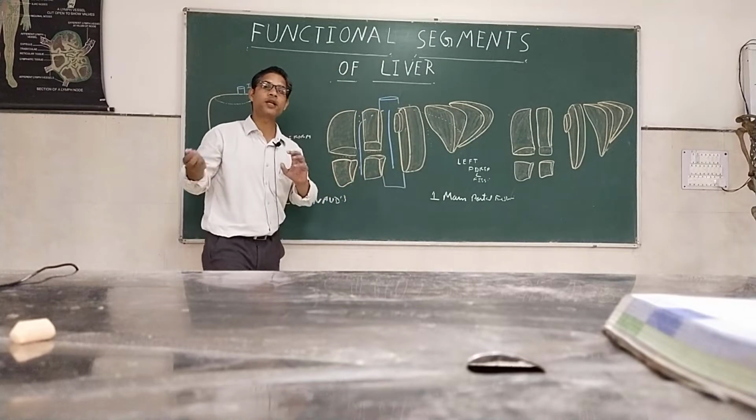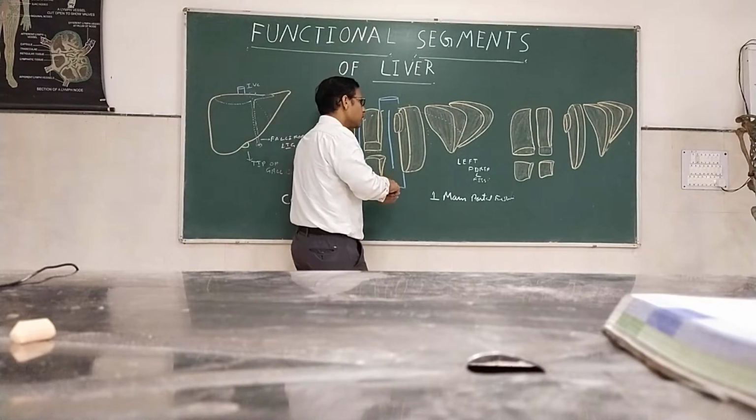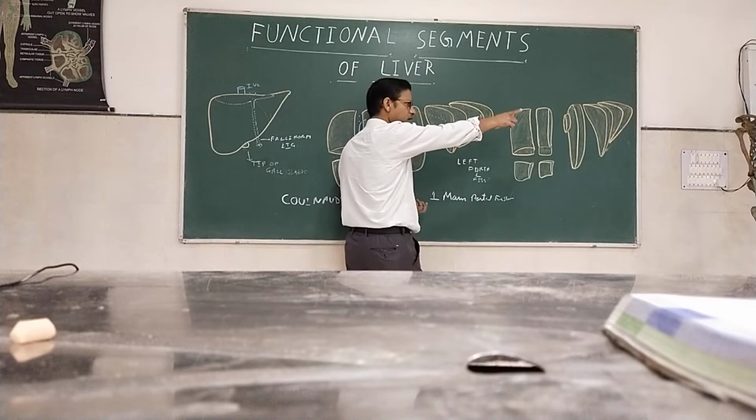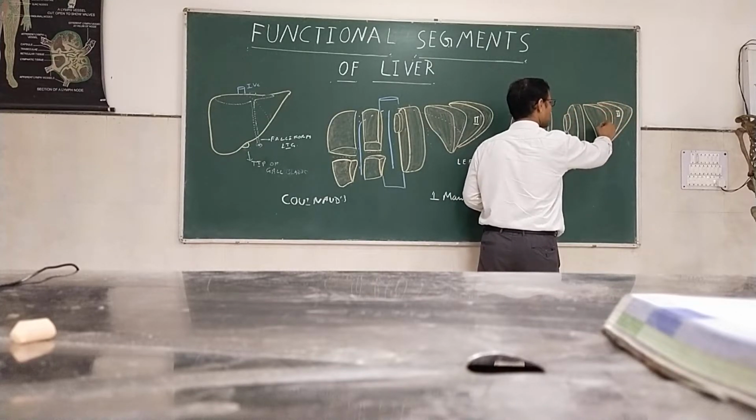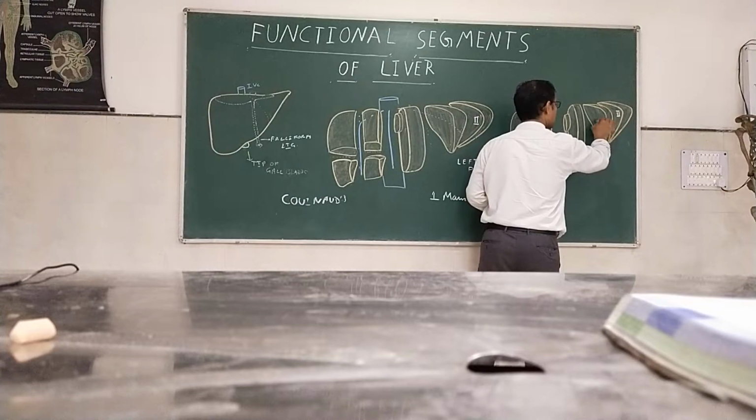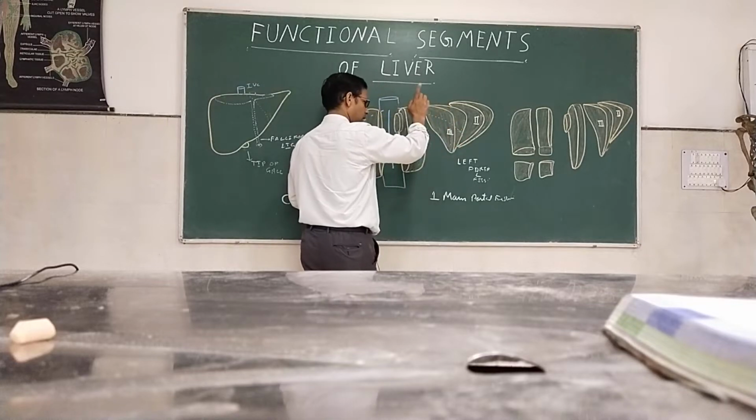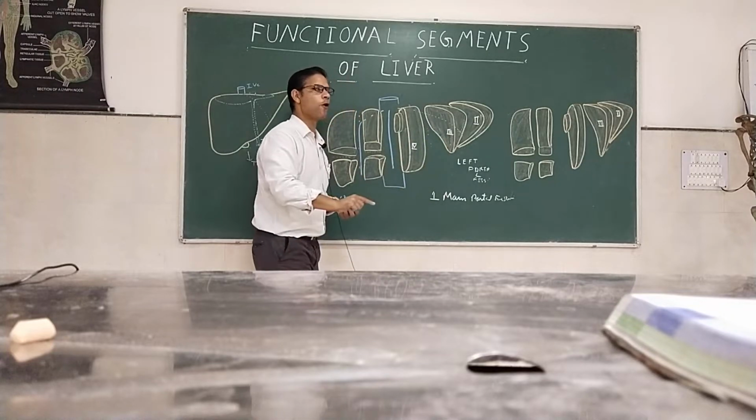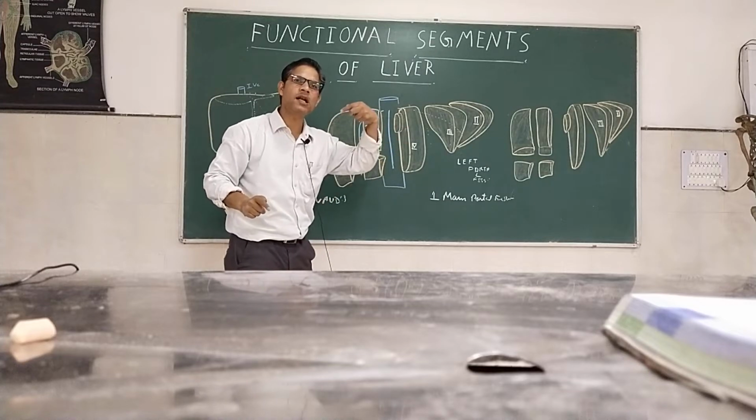Now we are going to give a numerical value to these segments. This is supposed to be segment number 2. Simultaneously, I am giving the numerical values to these segments. This is segment number 2, and between these there is segment number 3. Similarly, this is segment number 3. This is segment number 4. That means third and fourth are in the left anterior, left medial. The second is left lateral.